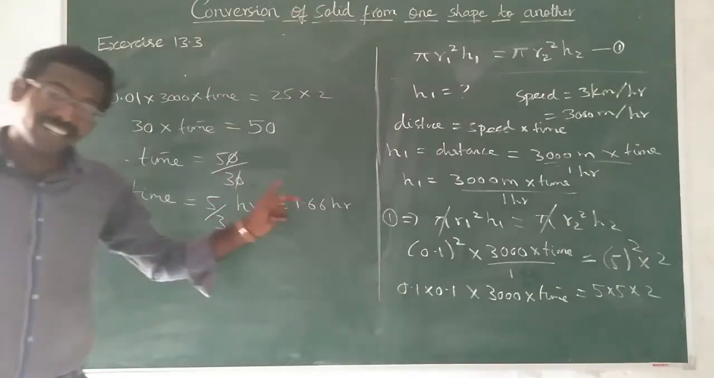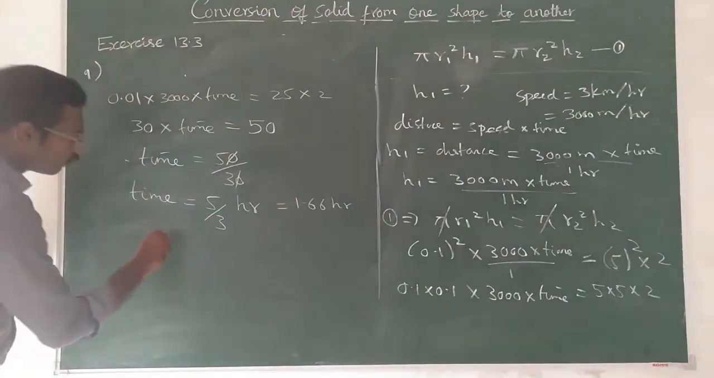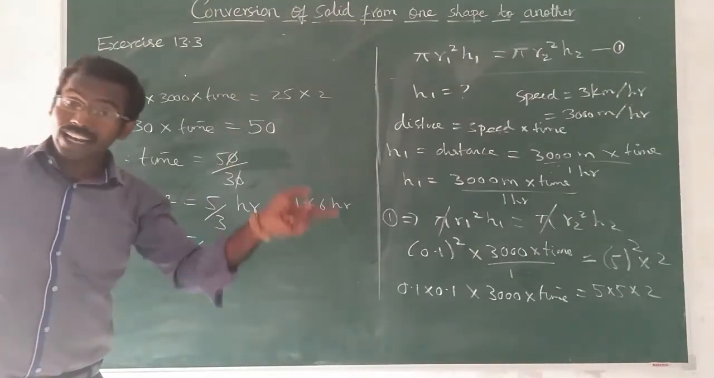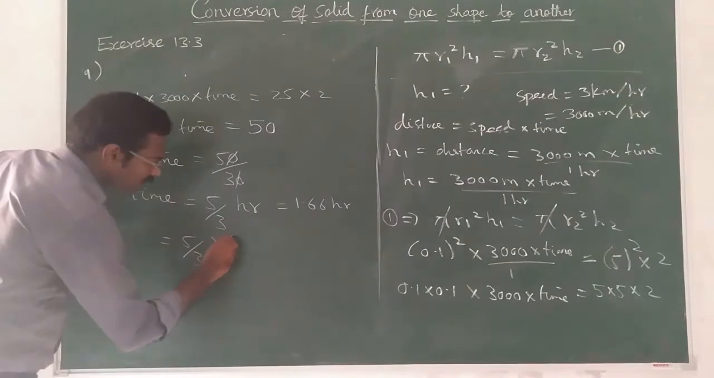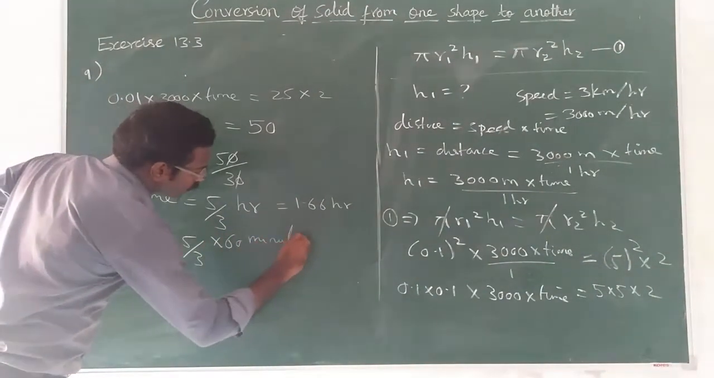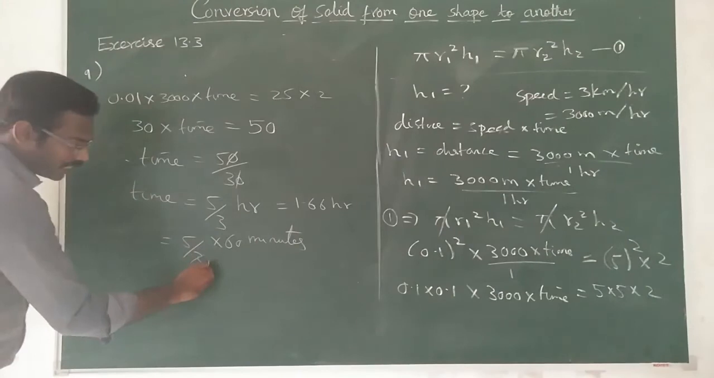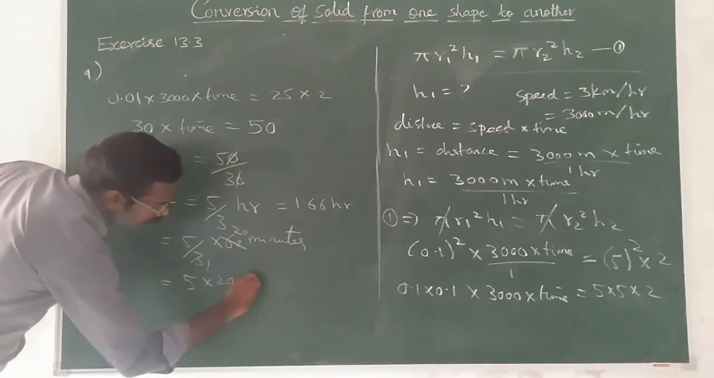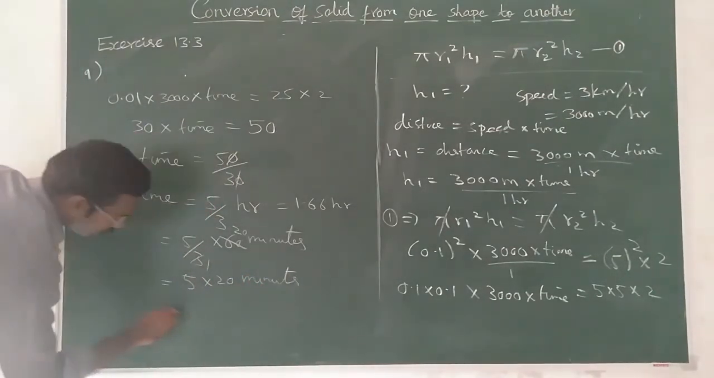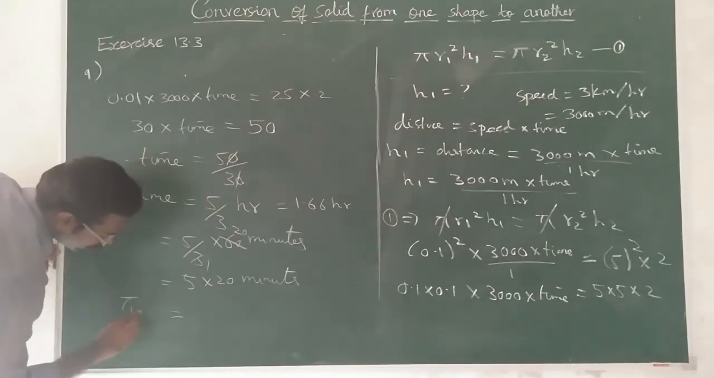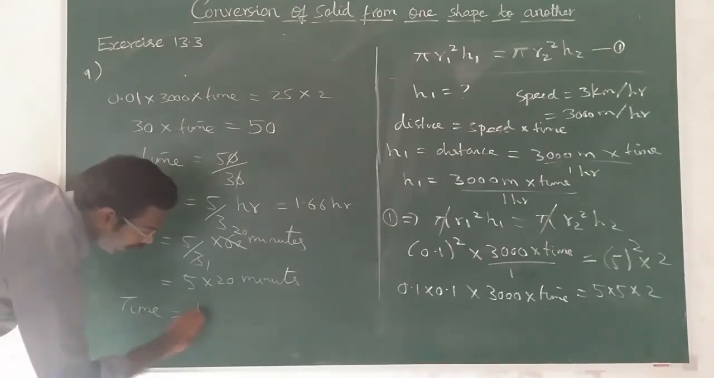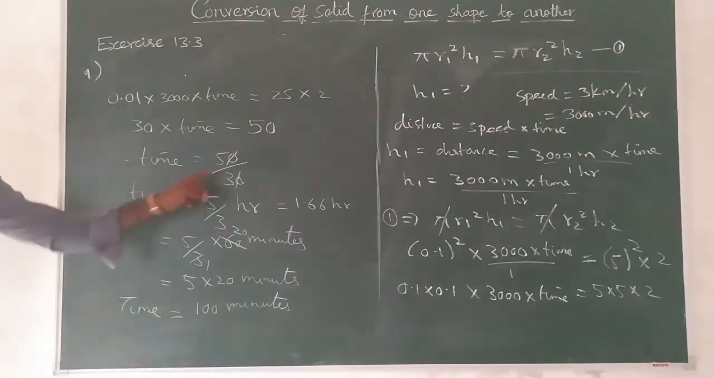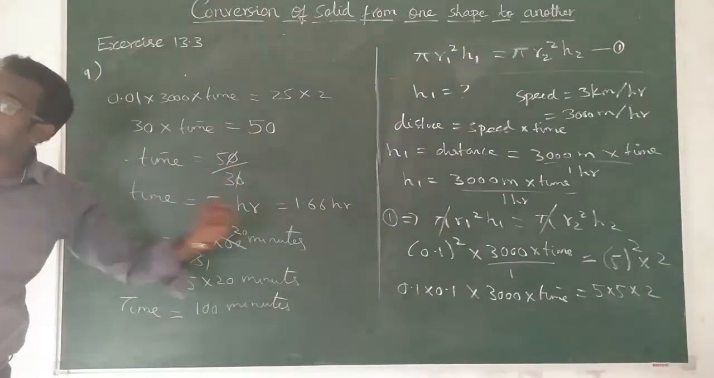So better we will convert into minutes. That is equal to 5 by 3. If you want to convert hour into minute, 1 hour is 60 minutes. So into 60 minutes. Now you cut. 3 ones are 3, 3 twos are 6, 20. Therefore 5 into 20 minutes. So time required for filling the tank is 5 twenties are 100 minutes. That is the answer: 5 by 3 hour or otherwise 100 minutes.